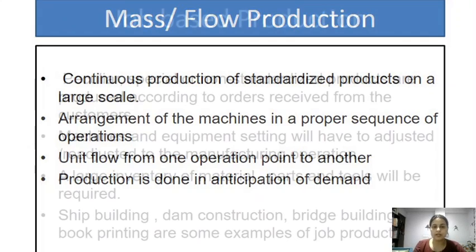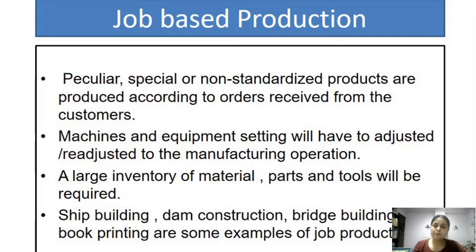Now the second one is job based production. Here peculiar, special or non-standardized products are produced according to the order received from the customer. It is not like you are doing large scale production. In this, when there is an order from the customer, you start making it, and it also requires a large inventory of material, parts and tools. And the best examples for job based production are shipbuilding, dam construction, buildings, book printing. And one thing you should keep in your mind, that they don't make a specific product, or a product which has the same features.